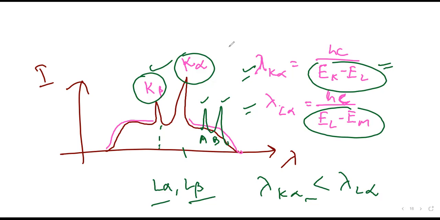No, wrong. Sorry, L alpha is less. If it's less, then lambda has to be greater. See, you have to first calculate the energy of L alpha and the energy of L beta, is it not? The energy of L alpha is greater than the energy of L beta. No, it will not be there.